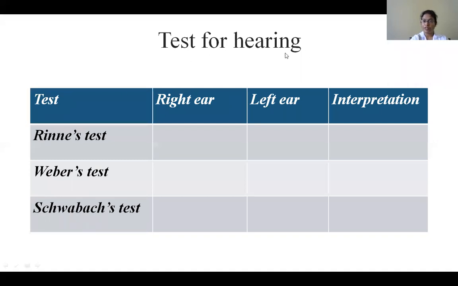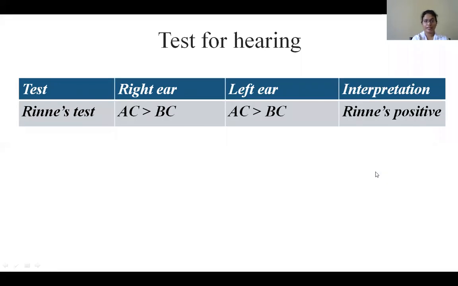these are the tests for hearing, which you are supposed to do on the patient. So this is how you draw the table, that is Rinne's test for right ear, left ear, and then a column for interpretation. So in Rinne's test, for example, you have examined the person. You have seen that air conduction is more than bone conduction in the right ear. Again, in the left ear, it is the same finding that AC is more than BC. So what is the interpretation? That it is Rinne's positive.